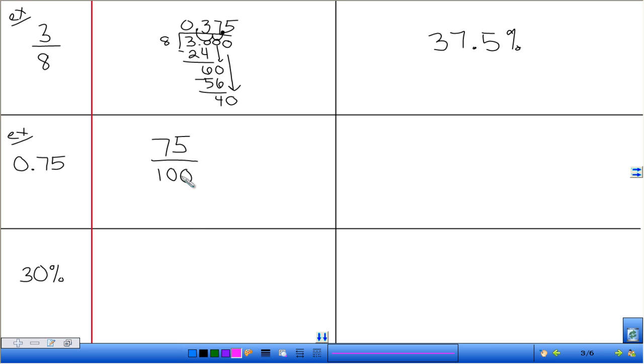What can I divide 75 and 100 by? Anybody? 25. 25, good. So we're going to divide by 25. 75 divided by 25 is 3. 100 divided by 25 is 4. So 3/4 is the fractional value. We kind of went the opposite way in our notes on the previous page. And then to change this to a percent, we take our decimal and we move it 2 places to the right. So we're going to go 1, 2. You can get rid of that 0 in the front. 0.75 becomes 75%.